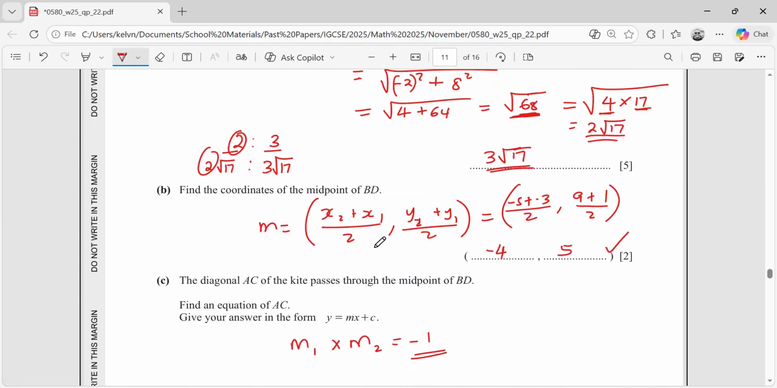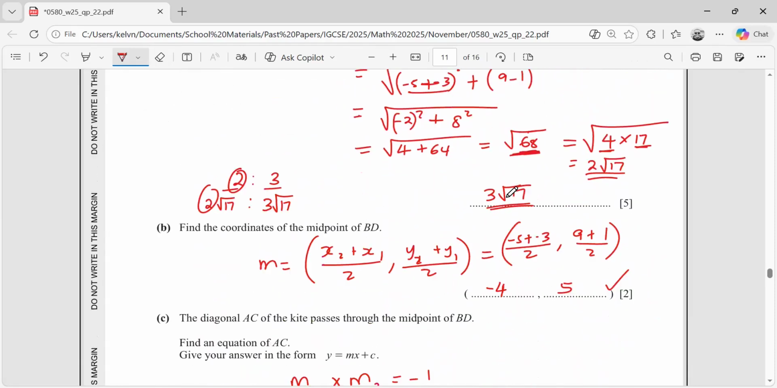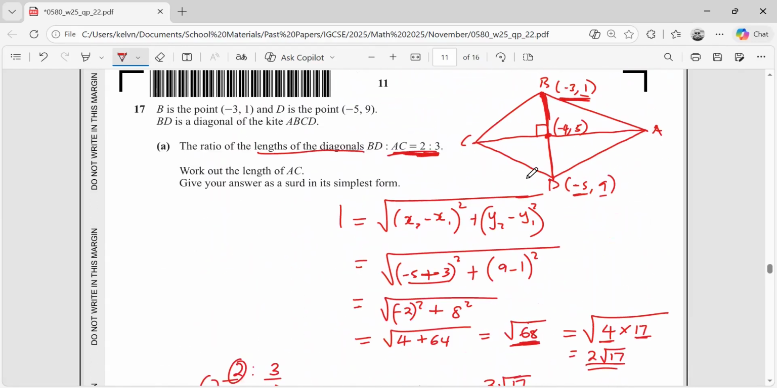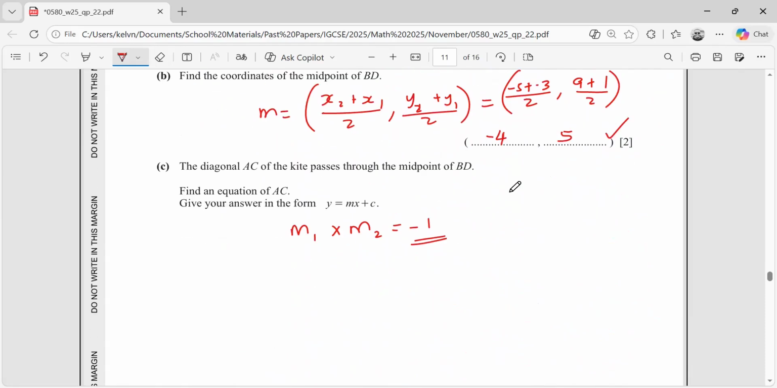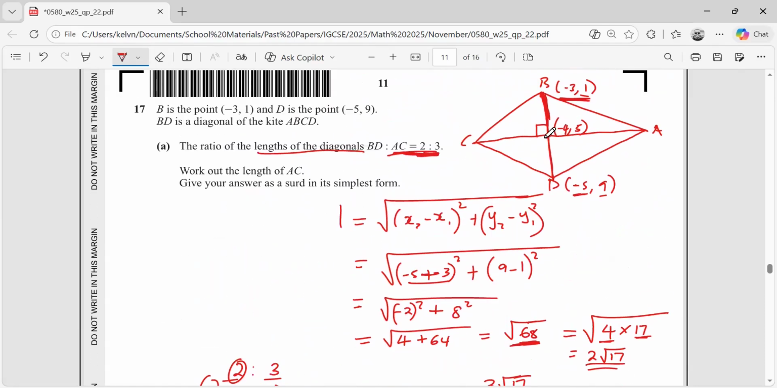So that means we can actually find the gradient of line BD, because at least that line has 2 points or has 2 coordinates. If we find the gradient of that perpendicular line, we can get the gradient of AC. And if we have the gradient of AC, we can use the midpoint, where they share a point, which can also be used to find the equation of both of the lines. But in this case, we're going to use it to find the equation of AC.